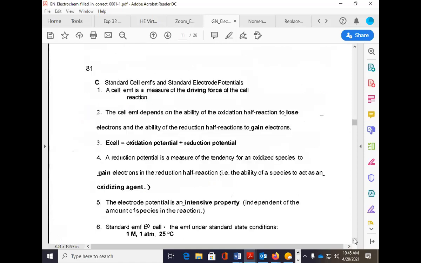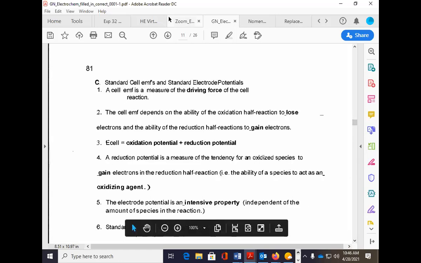Okay, so now looking at standard cell EMFs and standard cell electropotential. A cell EMF is a measure of the driving force of the cell reaction. The cell EMF depends on the ability of the oxidation half reaction to lose electrons. This is what he was asking already, about how you figure out what's happening.